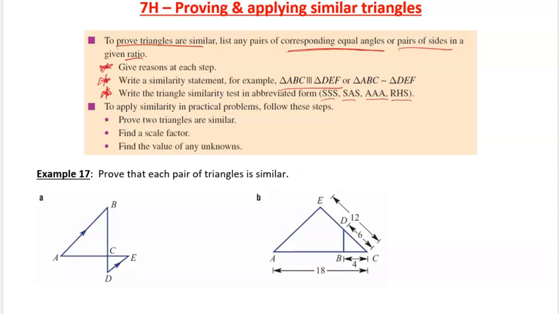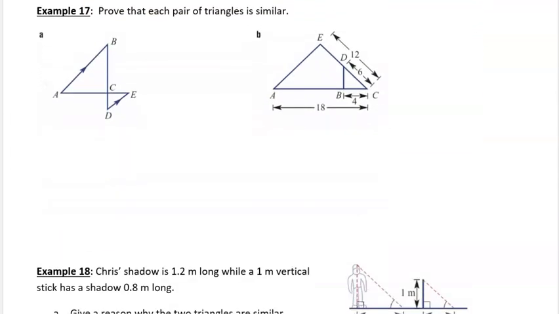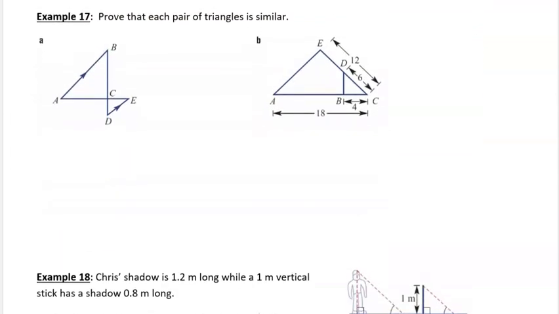And to apply similarity in practical problems, we're going to prove two triangles are similar first, as we did before. But then we're going to find the scale factor, and then we're going to nut out the values of any unknowns. So let's start first by proving that each of these is similar.